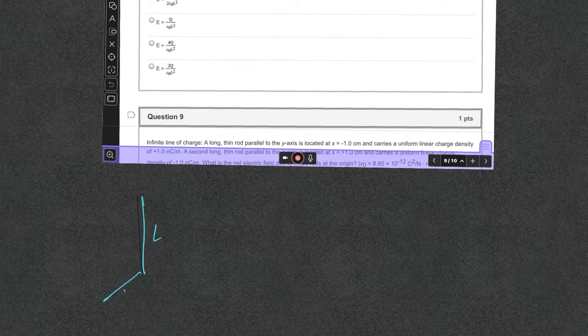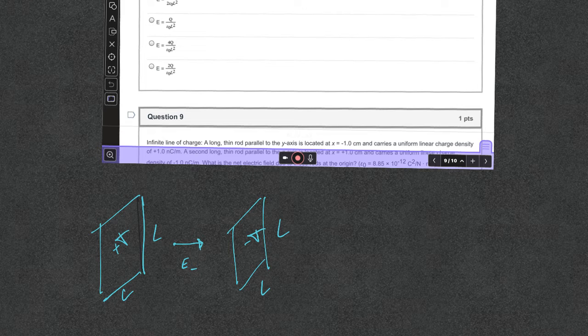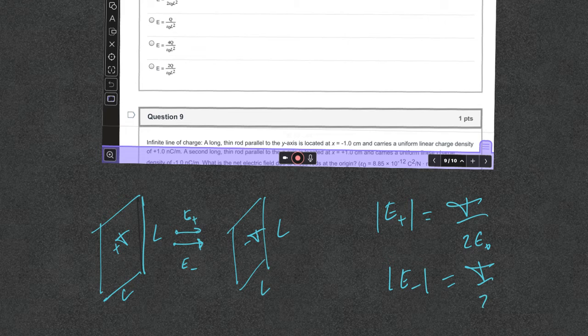This is L by L, but this L is very big, and the other one will be the same thing, L by L. One has the positive charge sigma, and the other has the negative charge sigma, and between them there is an electrical field produced by the negative charge, E negative, and produced by the positive charge, E positive. Of course, the magnitude of the electrical field produced by the positive charge is sigma divided by 2 epsilon 0, and the magnitude of the electrical field produced by the negative charge is sigma divided by 2 epsilon 0.